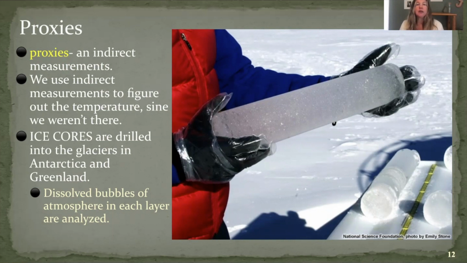So we do what's called an ice core. So we drill into the ice in the Arctic that hasn't melted for a long, long time, and we can pull out these giant ice cores, like in this picture.